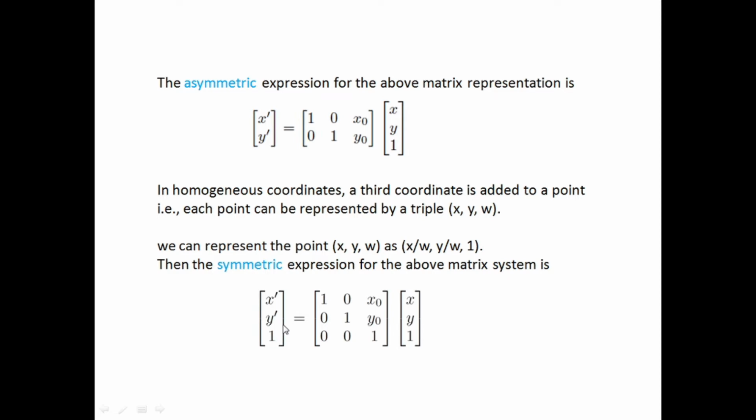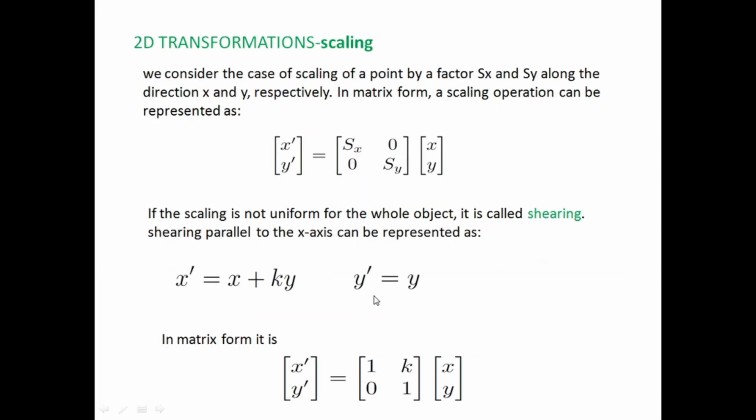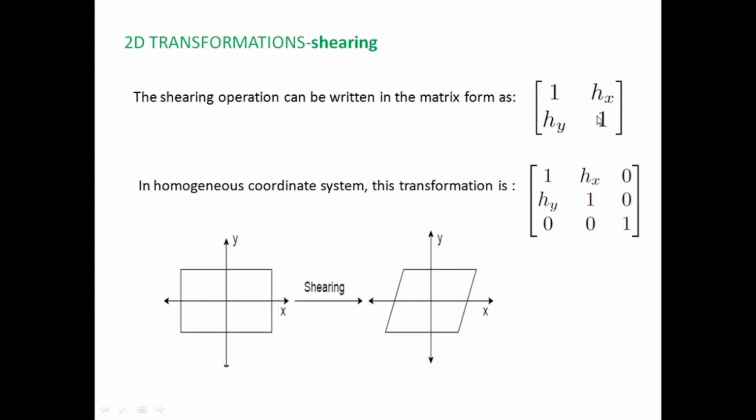So the new coordinates are represented in 3D. A third coordinate is added such that each point now, that means x dash y dash 1, is equal to this transformation matrix into xy1. So this transformation matrix is nothing but it is giving some homogeneity for the expression. The same thing, this 2 by 2 matrix is converted into a 3 by 3 matrix such that it is in homogeneous coordinate system.